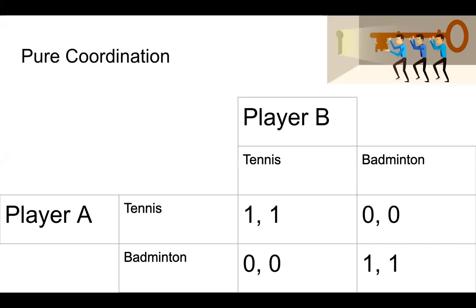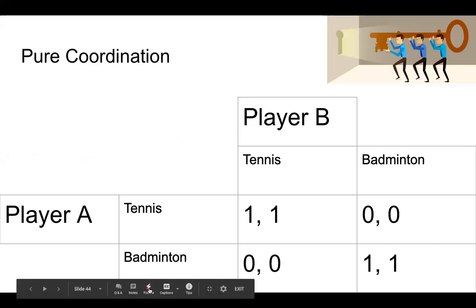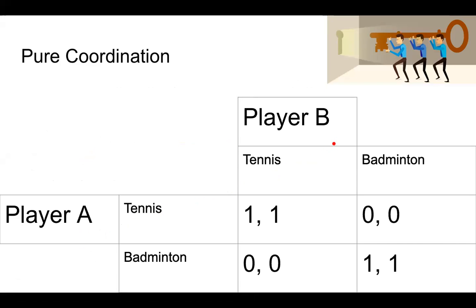So let's start off with pure coordination. Now we're making this a little bit less abstract. Player A and player B, let's call them Alice and Bob. They've contacted each other and they're like, okay, let's play racket sport. But right when they hang up, they forgot to say what kind of racket sport. So now both of them have to decide which one they're going to play. They can either play tennis or badminton.